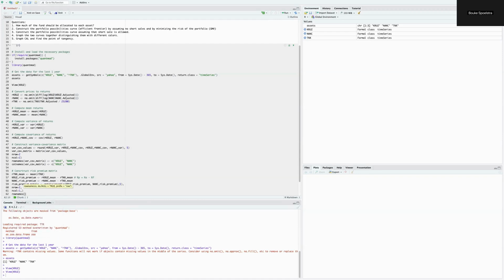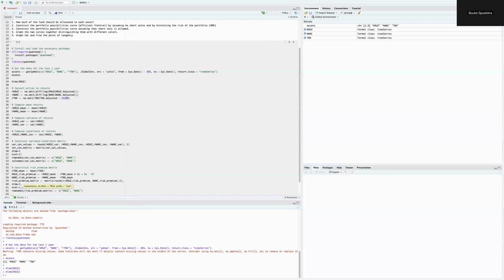Now we'll set the row names of risk premium matrix. We'll make those cruise and Nance. Column names, line, cruise, elements.